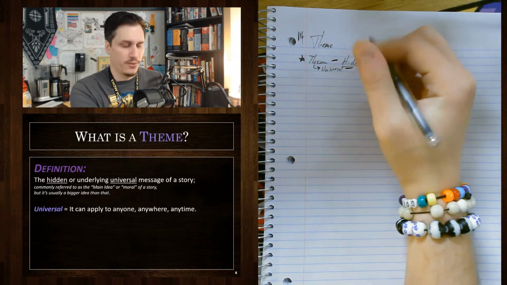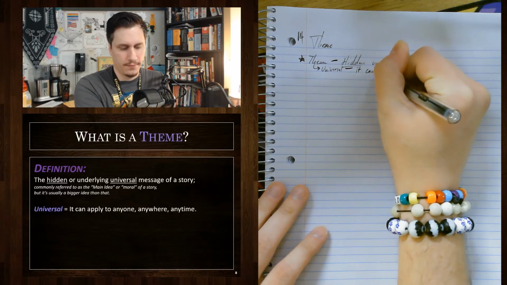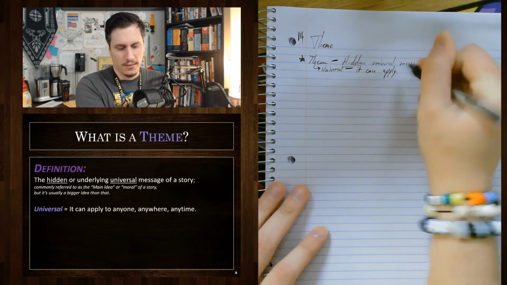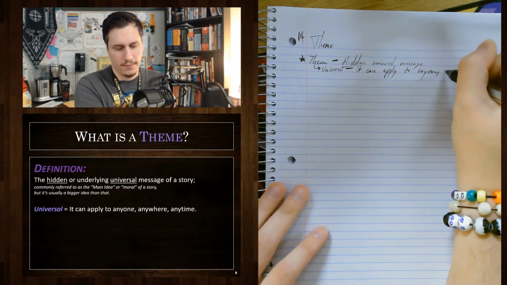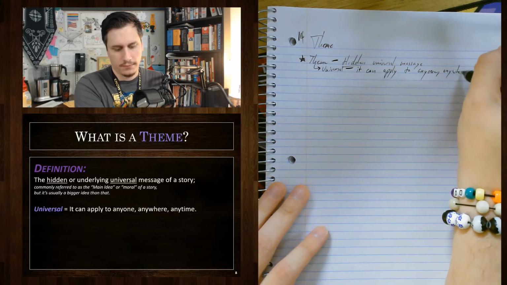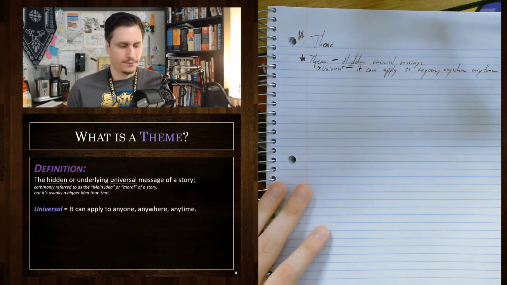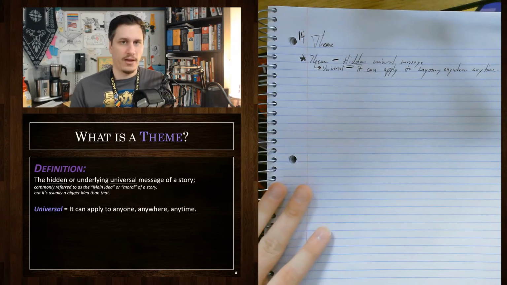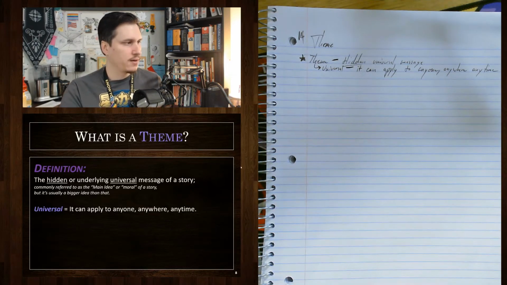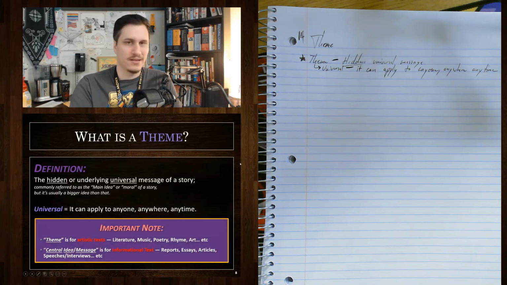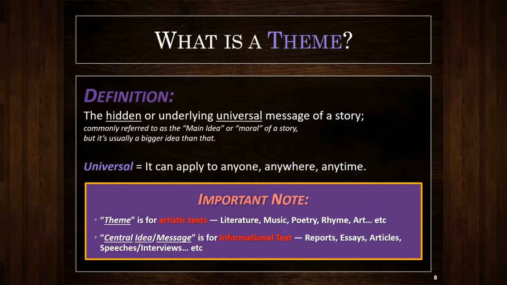Anyway, that's beside the point. Universal means it can apply to anyone, anywhere, anytime. Okay. Now, if you have a non-universal story, it's not like that's a bad story or anything. It just means it's not as flexible in terms of reach to the world, I guess. Okay, now take a look at this.